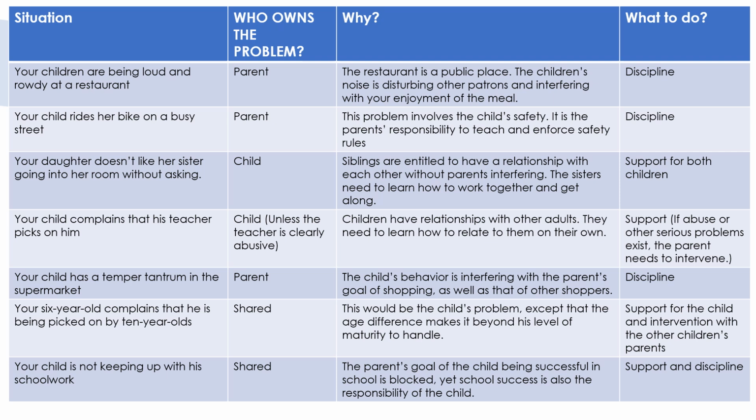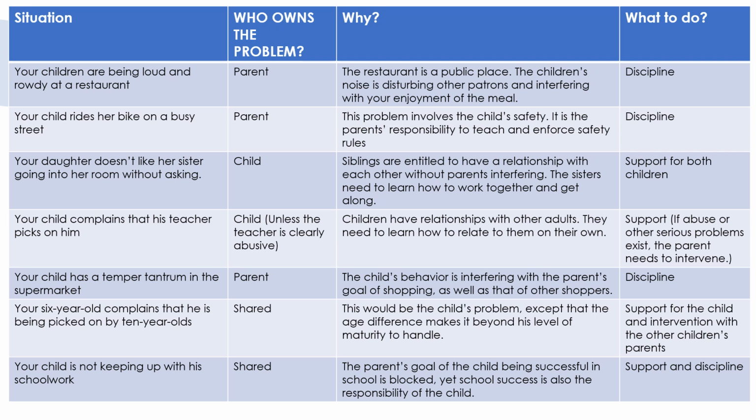Here we would discipline. If your daughter doesn't like her sister going into her room without asking, that is a child-owned problem. The siblings are entitled to have a relationship with each other without the parents interfering, and the sisters need to learn how to work together to get along. So here we would offer support for both children. If your child is complaining that their teacher is picking on them, that's a child-owned problem, unless that teacher is being clearly abusive. But these children have relationships with other adults, and they need to learn how to relate to them on their own. So we can provide support, but if it is abuse or another serious problem, we do need to intervene.